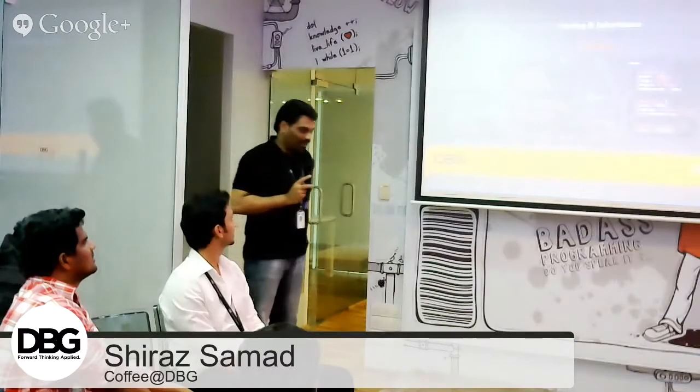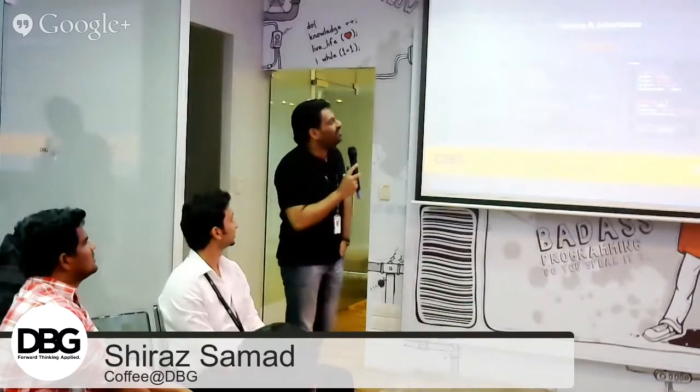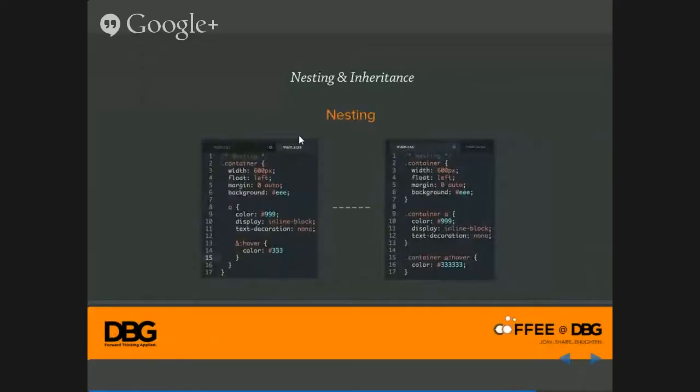Nesting. This is also a cool feature of SASS. Nesting. We can nest selectors and properties. Nesting means chaining CSS, something like this. We don't want to write dot container a something like that. Just write the next thing before the closing curly brace.